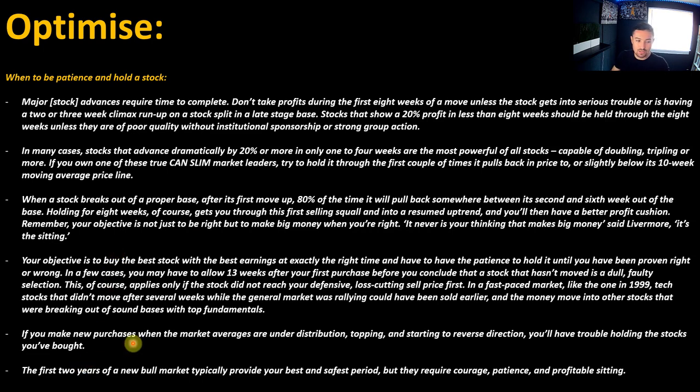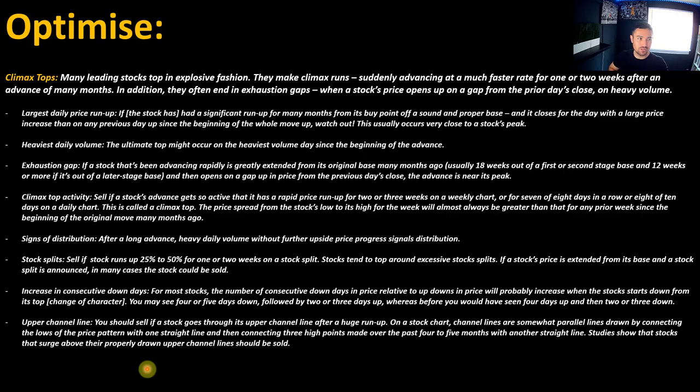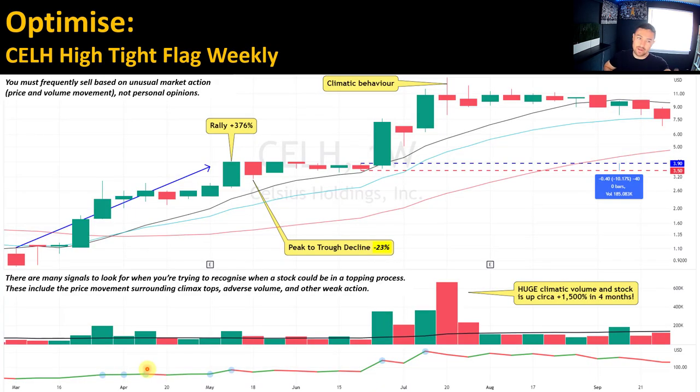If you make a new purchase when the moving averages are under distribution, topping and starting to reverse direction, you'll have trouble holding the stocks you've bought. The first 2 years of a new bull market typically provide you with the best and safest period, but they require courage, patience, and profitable sitting. So we looked at Monster Beverage. Now we're going to go into climactic tops. I'll just show you an example and then I'll go back and read it to you.